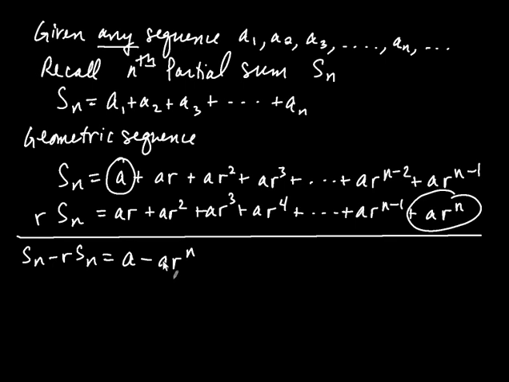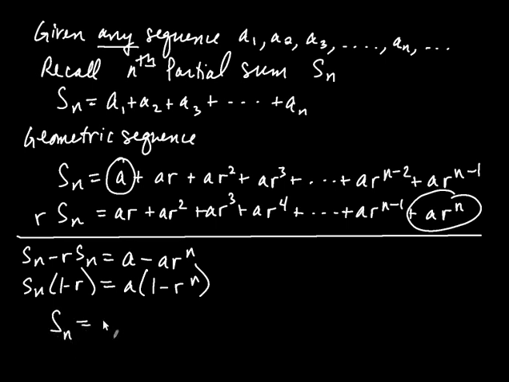So those did not cancel when we took S sub n and subtracted off R times S sub n. And so what we can do is factor out S sub n here. So S sub n times 1 minus R is equal to, and factor out an A there, A times 1 minus R to the n. And so we get our formula for the nth partial sum of a geometric sequence.